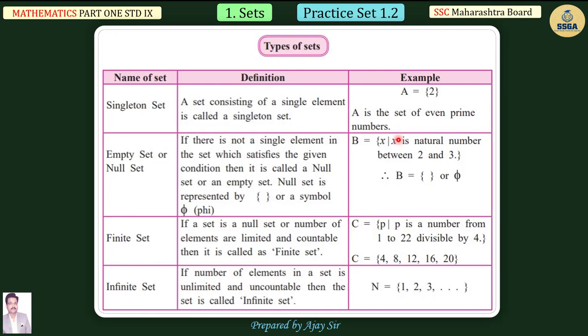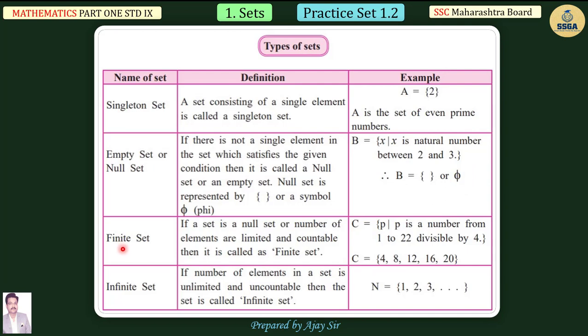Therefore this set B is an empty set, because there is no natural number between 2 and 3. There is no element between 2 and 3, so this is called an empty set, or it is also called a null set. The null set is represented by the letter phi.